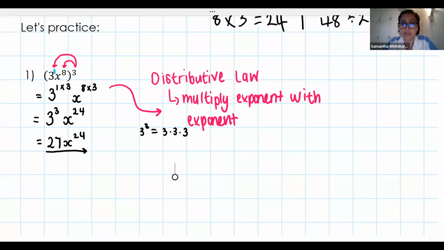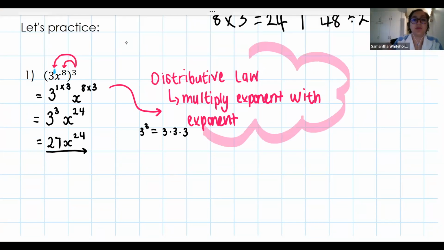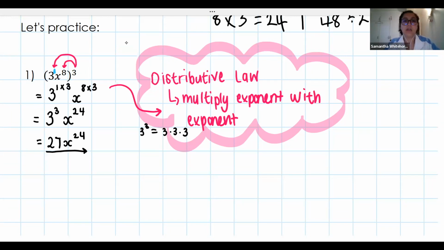So Teto, very nicely done. Well done on putting that there on the chat. But when we apply the distributive law, we are multiplying exponents with exponents. So this is very, very important to remember. Right, so I'll wait there for a second if you want to take a screenshot. We're going to have a look at another example, just to recap what you should know.